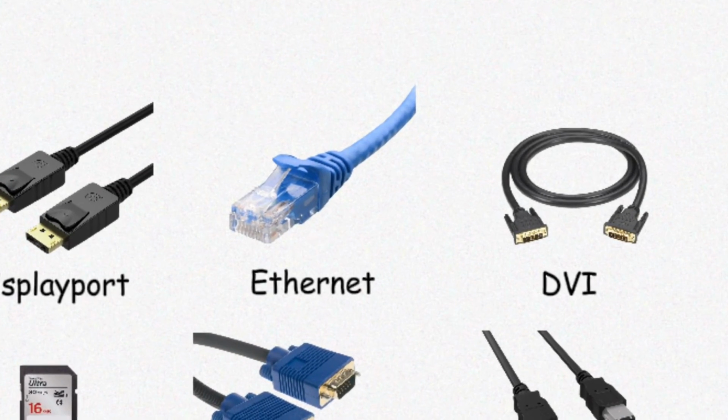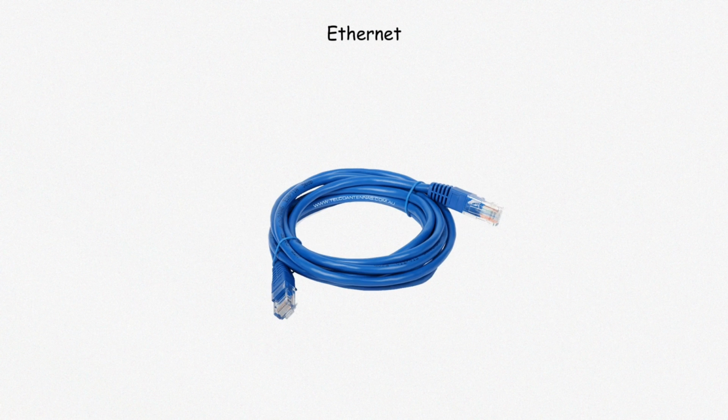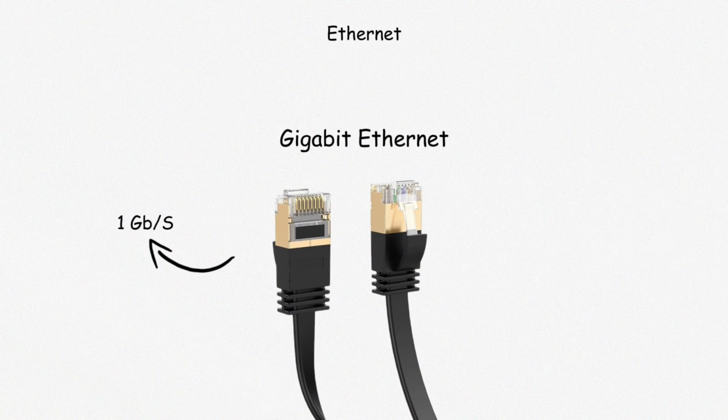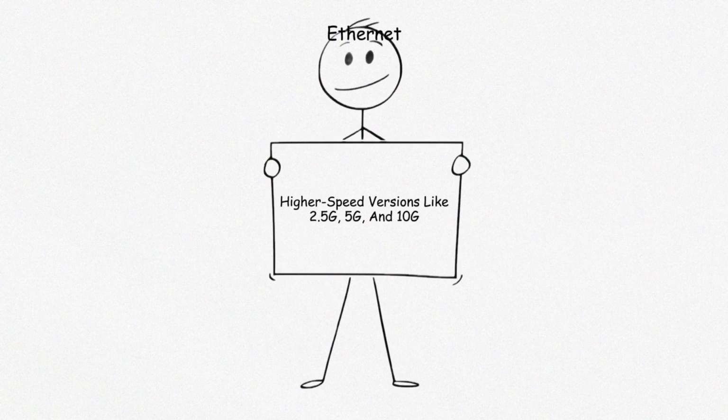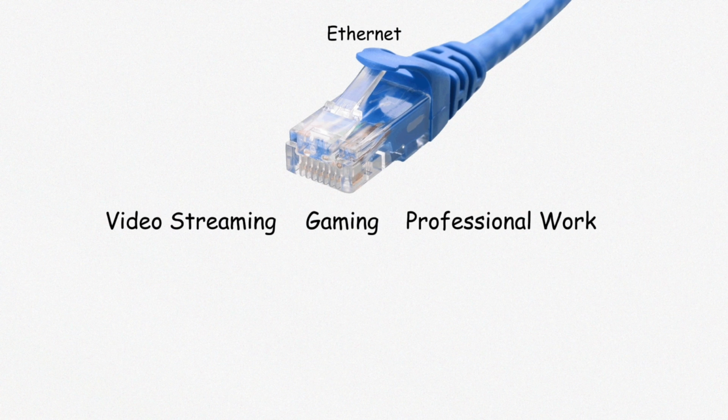Ethernet, or RJ45, connects computers to wired networks. It's wider than a phone jack and has 8 metal contacts. It supports faster and more stable internet than Wi-Fi. Fast Ethernet delivers 100 megabits per second. Gigabit Ethernet supports 1 gigabit per second. Higher speed versions like 2.5G, 5G, and 10G require newer cables and network equipment. Wired Ethernet is used for gaming, video streaming, and professional work where latency matters.